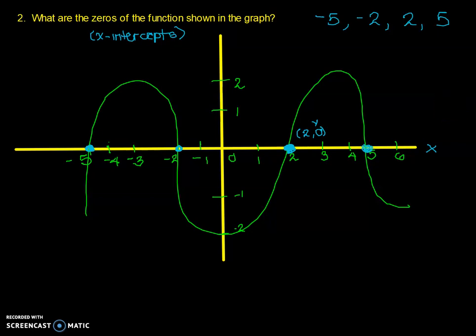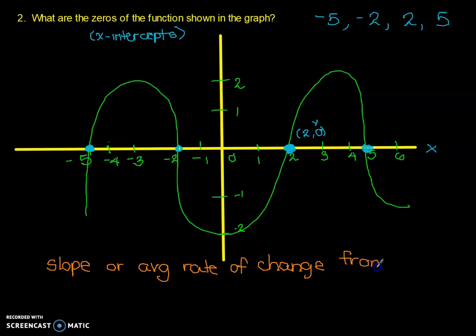Just to add on to this, if I were to ask you for the slope or the average rate of change of this function from x equals 0 to x equals 2, just notice here, I'm looking for the slope basically from x equals 0, which is here, to where x equals 2, which is here. So from here to here is where I'm looking for the slope.